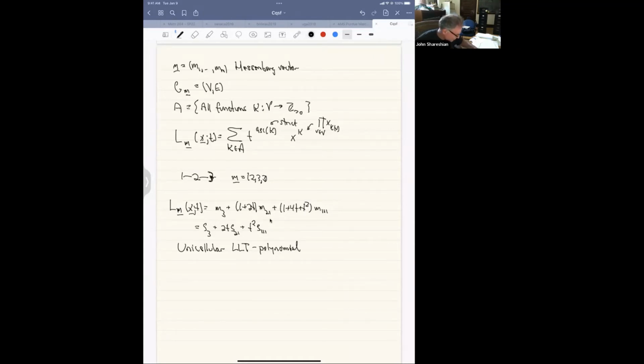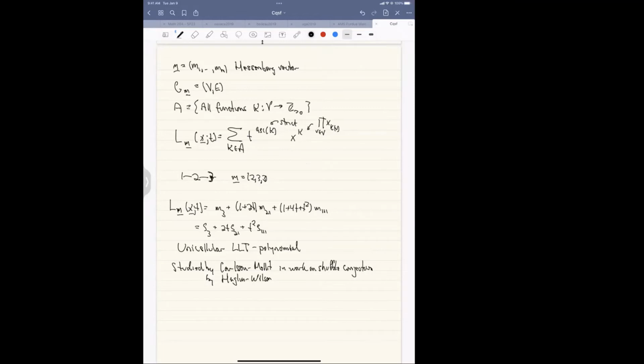And so let me remark, these are studied by Carlsson and Mellit in work on the shuffle conjecture, and by Jim and Andy. Okay. Any experts who wish to make comments now are welcome to about this whole setup.